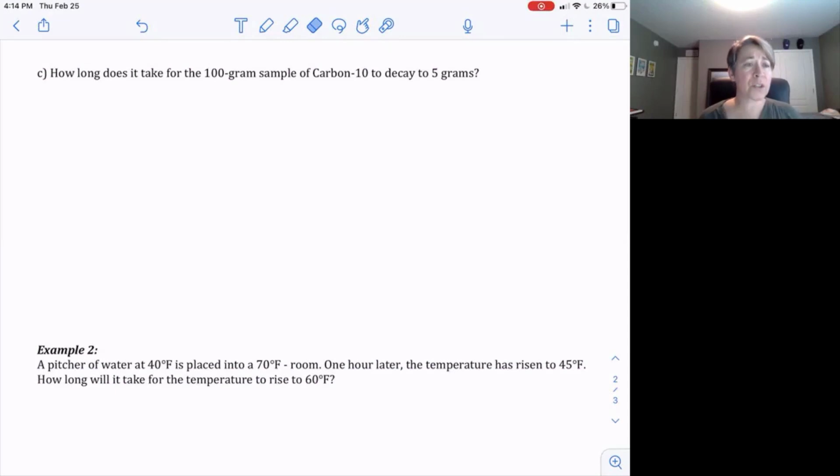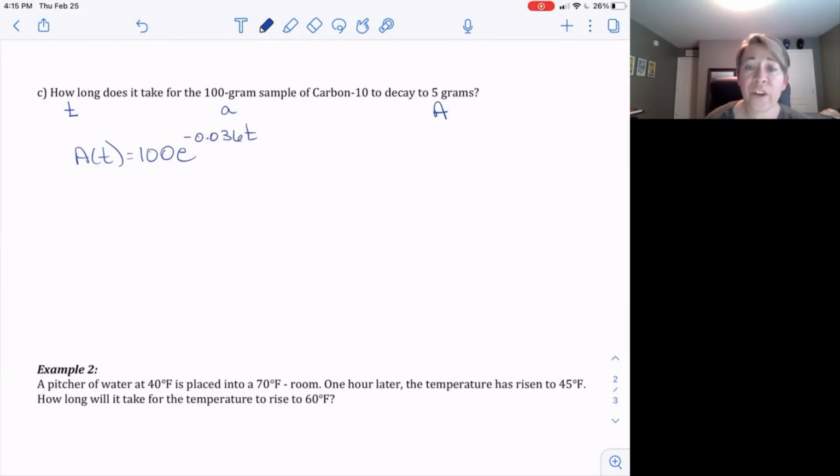All right, so now we're taking a look at part C, where they're asking us how long does it take for the 100-gram sample to decay to 5 grams? Notice in this question, they're still giving us the same initial value, but this time they're also giving us how much they want to have at the end. So they're asking us to find t. So remember our original formula again was A of t equals 100 e to the negative 0.036 t. So they're giving us 5 grams as our output.